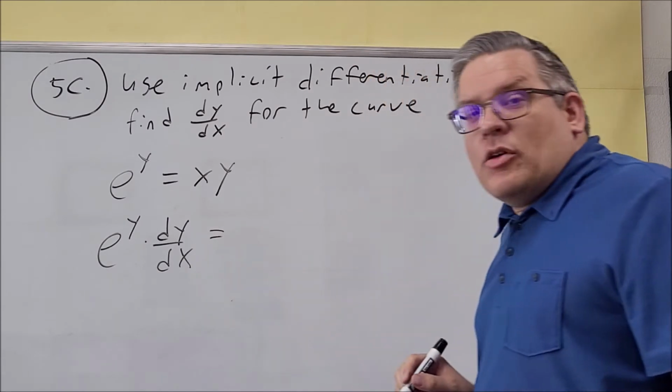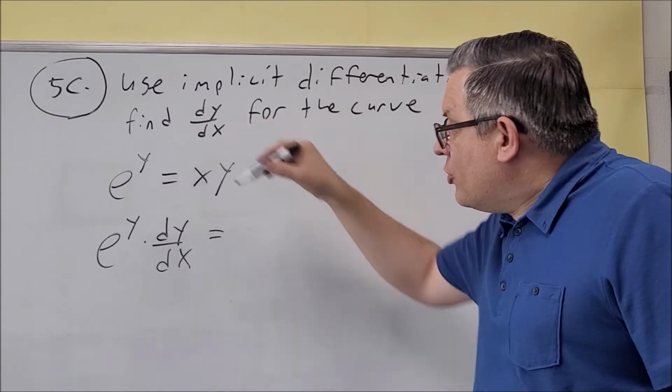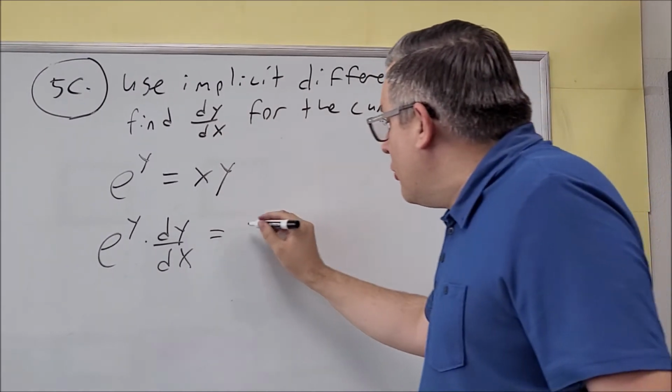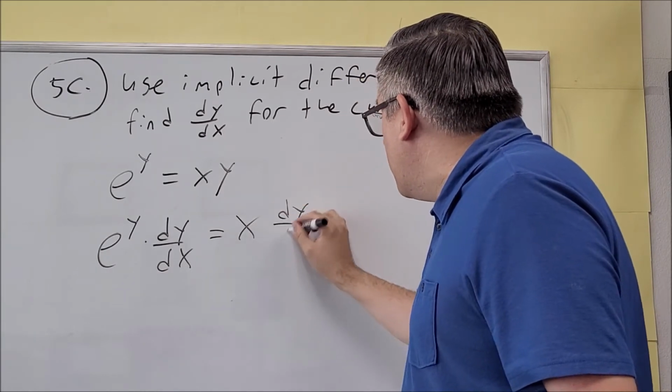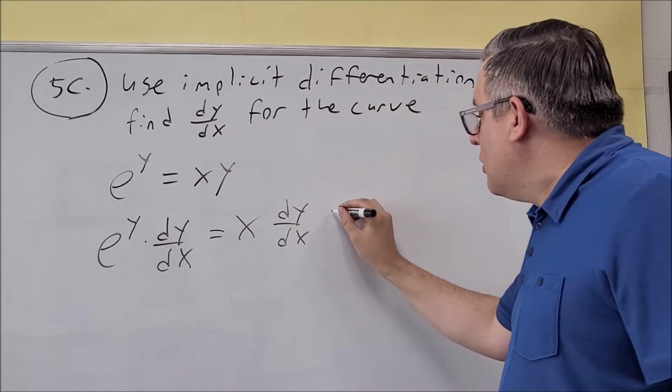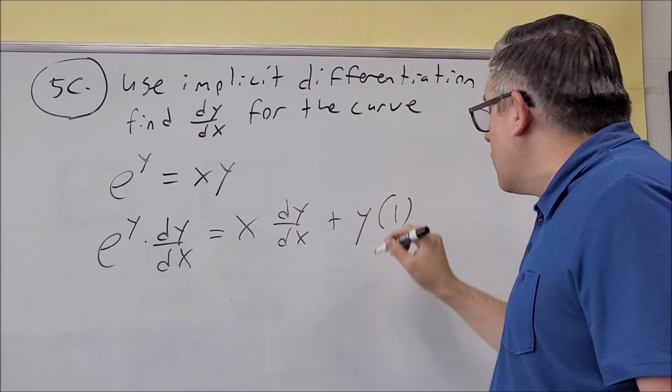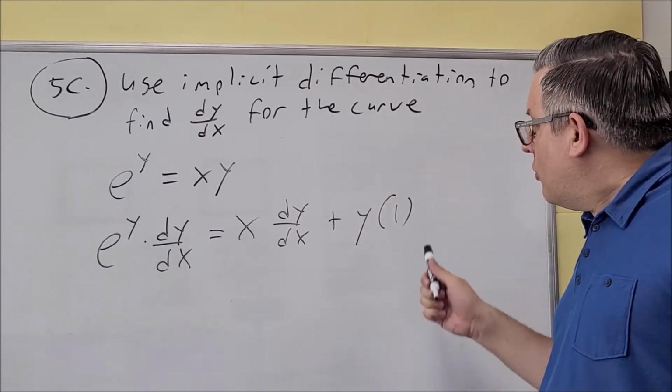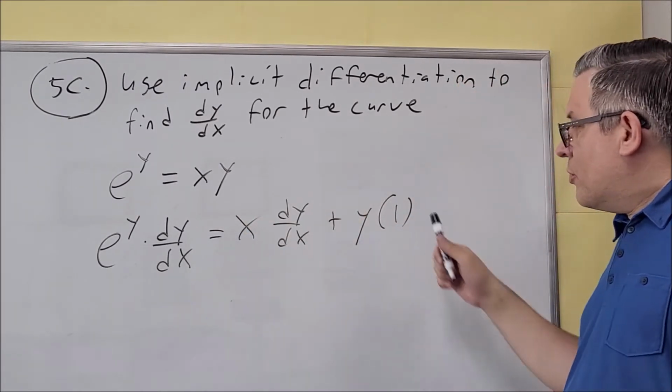On the right-hand side, we have to do a product rule because we have two different things multiplied together. So we're going to do the first and then times the derivative of the second, which is dy/dx, plus the second and then the derivative of the first. The derivative of x is 1. So that's your product rule.